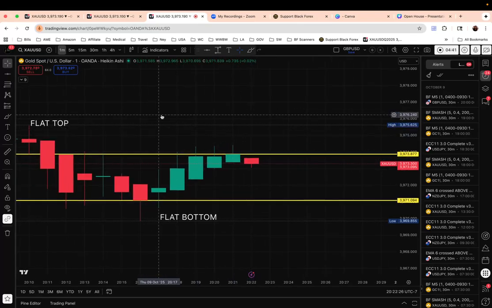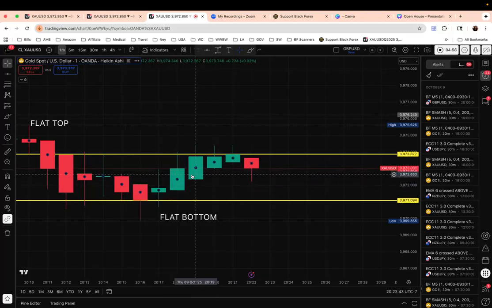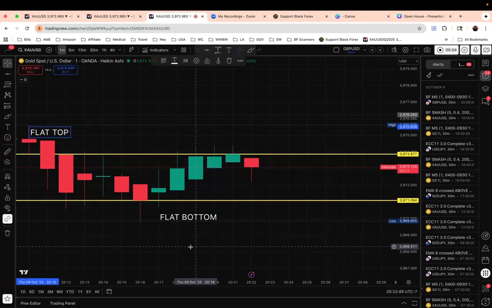So let's go over that one last time. You're going to go and check out your time frame. If you're scalping, we're going to go to the 1 minute chart. And then we're going to make sure we click on the candles and we are going to go to Heikin Ashi candles. Heikin Ashi candles are different from regular candles. They're momentum candles and they will give you flat tops and flat bottoms. We're always looking for the doji and the flat.